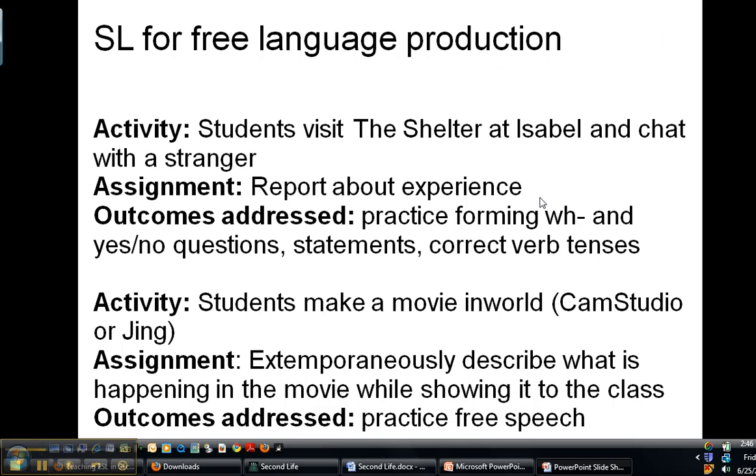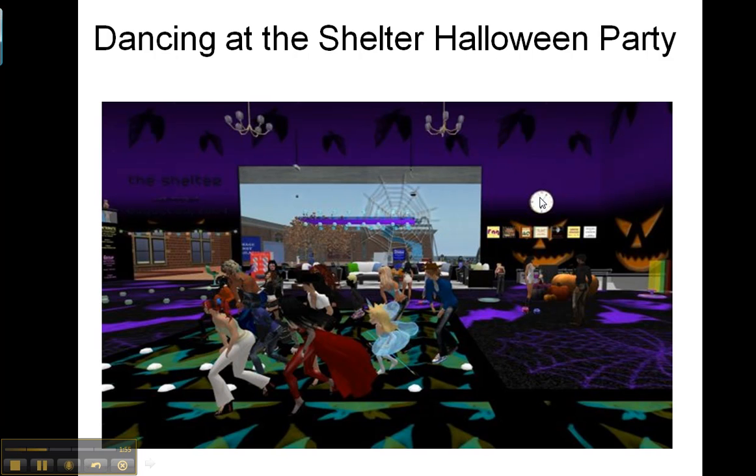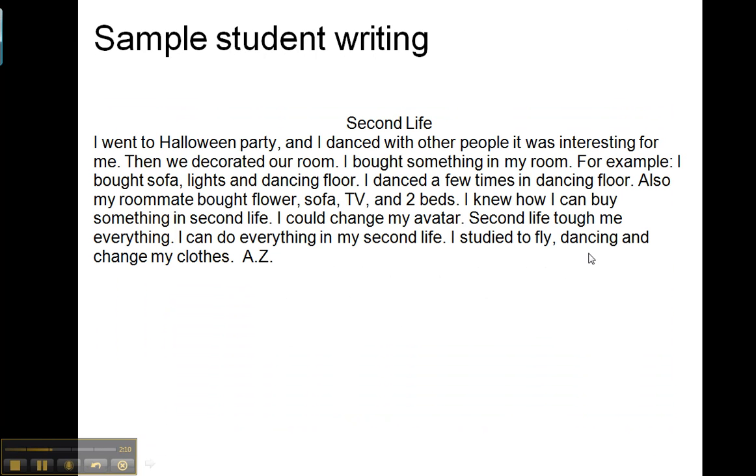Here's an example, a picture from last Halloween. My level 1 class was dancing at the shelter, and you can see Tinkerbell in the middle of the picture. There was my student. She changed her avatar into Tinkerbell. The shelter is a wonderful place to go if you don't know it. And this is her writing afterwards.